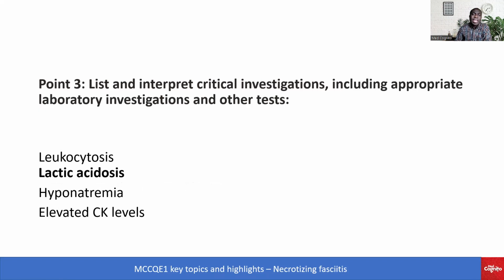Now, the next point you also want to look at is list and interpret critical investigations, including appropriate investigations and other tests. So the appropriate investigations you want to look out for: WBC count, because definitely it may be elevated. Lactic acid levels should be high as well. Sodium levels should be low. And you may also realize that CK levels will also be elevated. So that is also another point you want to pay attention to.